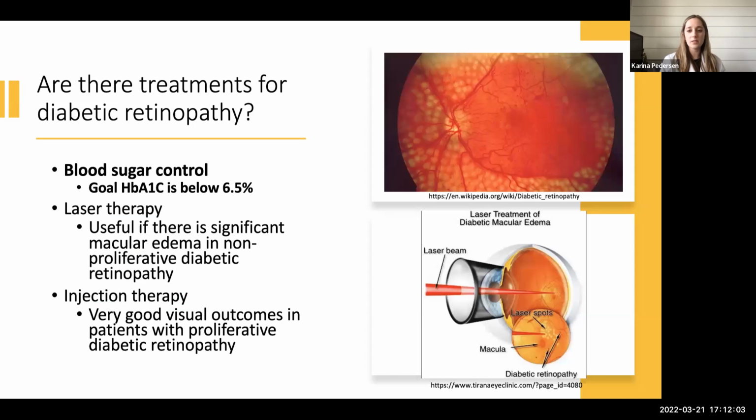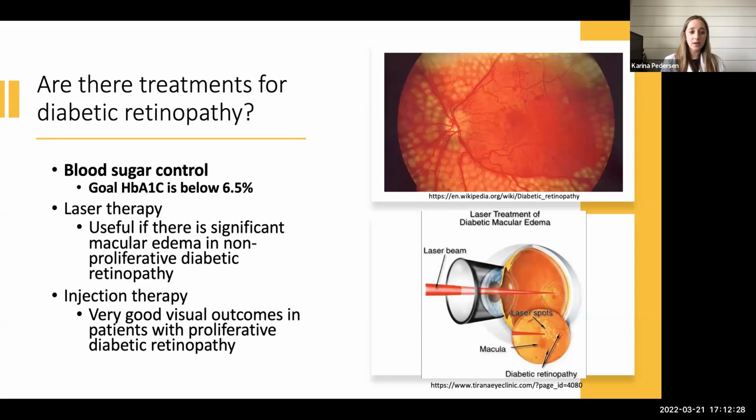So are there treatments for diabetic retinopathy? And the answer is yes. First and foremost, blood sugar control. More stringently, they recommend a hemoglobin A1C level of less than 6.5. Generally, less than 7% is acceptable. But like I said, more stringently, people like to see 6.5.